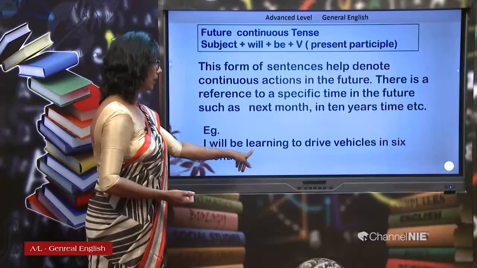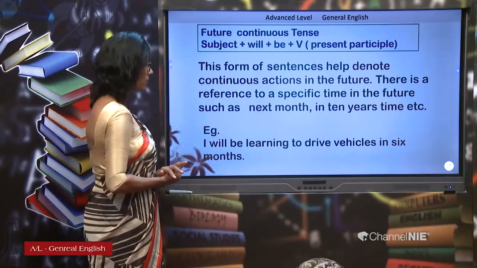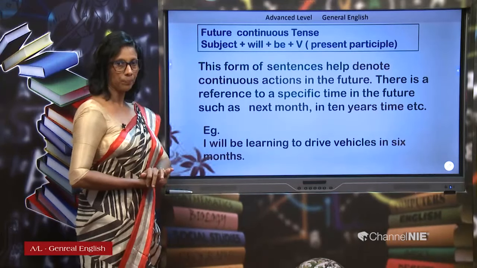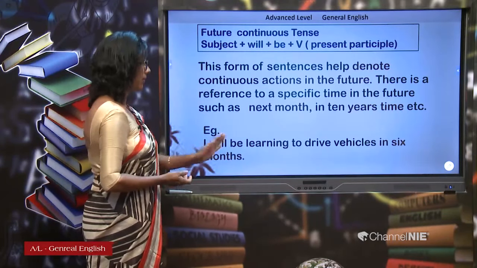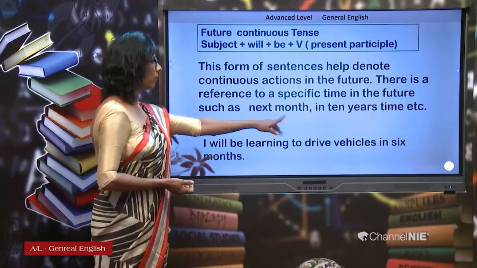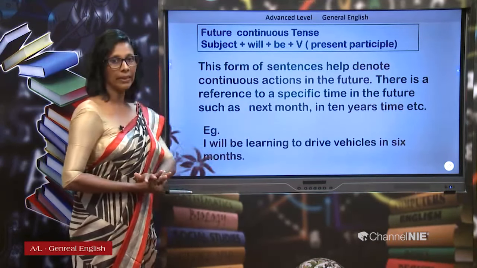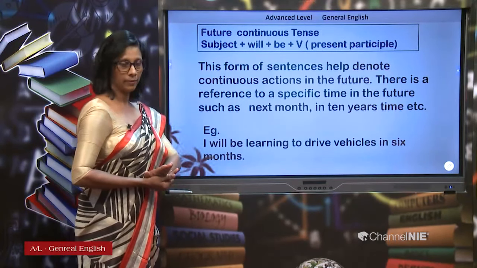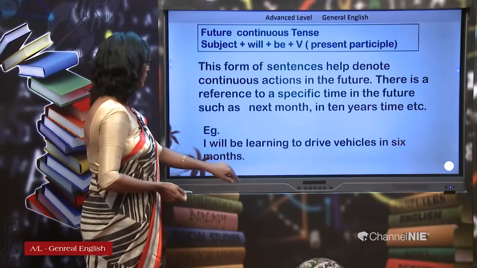I will be learning to drive vehicles. What is the specific time given here in this sentence? In 6 months. You can obtain the driving license after 6 months. So, I will be learning to drive vehicles in 6 months. That is your future plan, right? Will be learning. Next example.